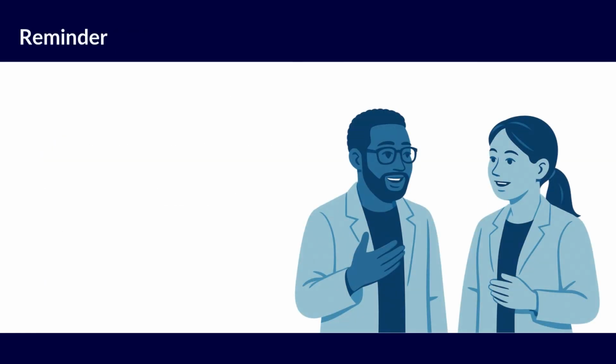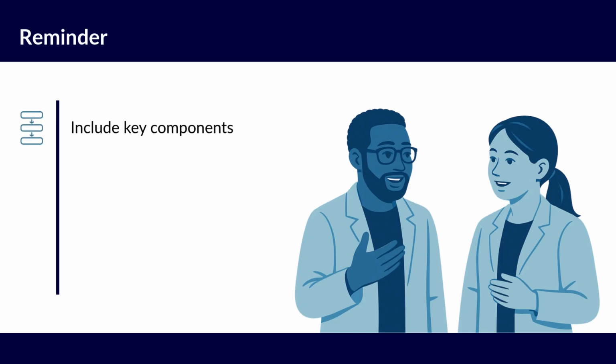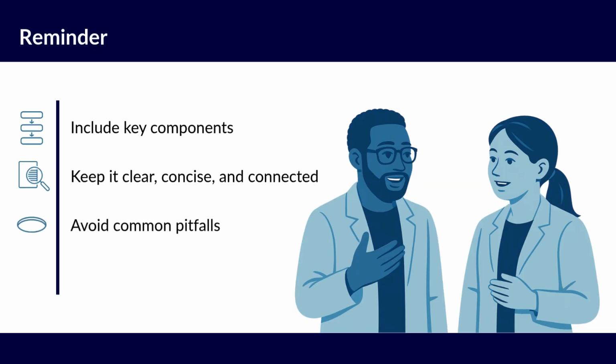I would like to end by just saying that a well-written abstract opens the door to sharing your research with a wider audience. By including all key components, keeping it clear, concise, and connected, and avoiding those common pitfalls, you'll give your submission the best chance of success. Use the checklist to ensure every detail is in place, and you'll be ready to confidently submit your abstract for review.